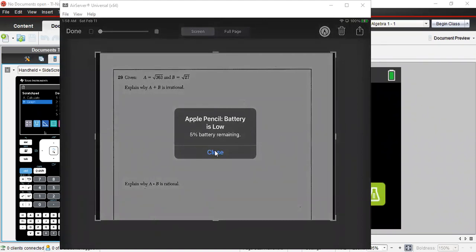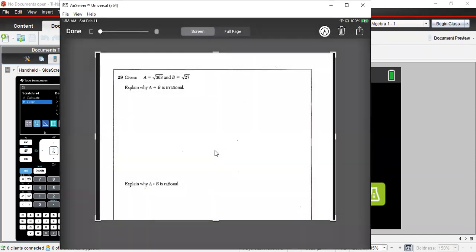Oh, my pencil is running out, so I'm going to have to charge this. This might be the last one for tonight.